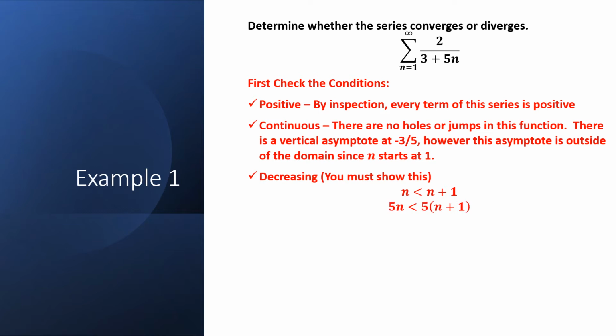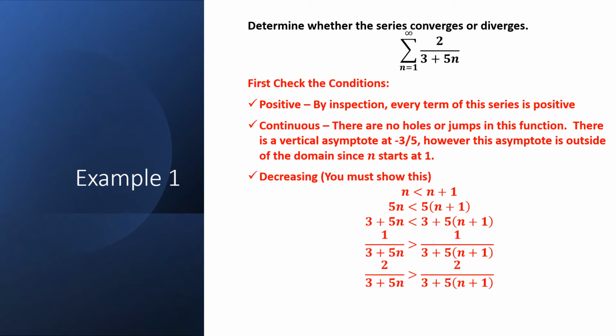Now I'm going to build my series. So I'm trying to build 2 over 3 plus 5n. The first thing I'm going to do is multiply by 5, and I know 5n is less than 5n plus 1. Then I know that 3 plus 5n is also less than 3 plus 5n plus 1. Now when I flip it to make it a fraction, I have to remember to flip my inequality sign. So I have 1 over 3 plus 5n is greater than 1 over 3 plus 5n plus 1. And then if I multiply everything by 2, I know that 2 over 3 plus 5n is greater than 2 over 3 plus 5n plus 1.